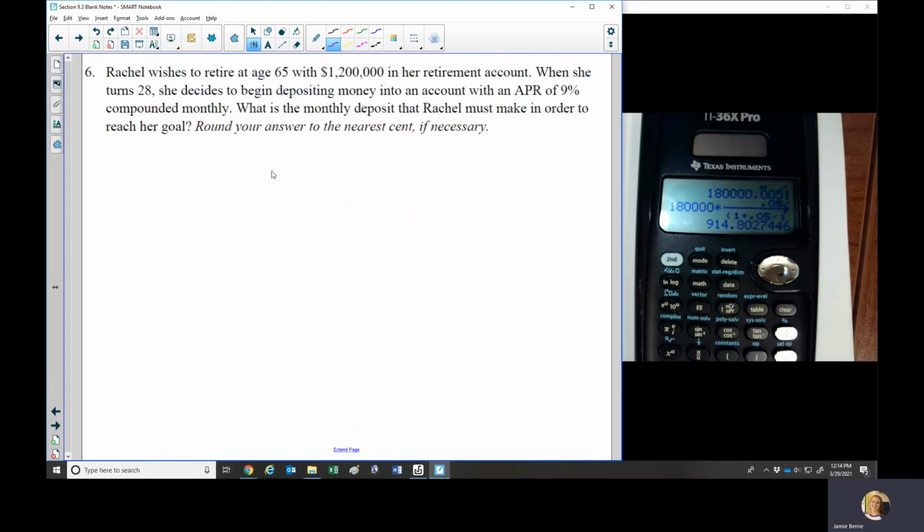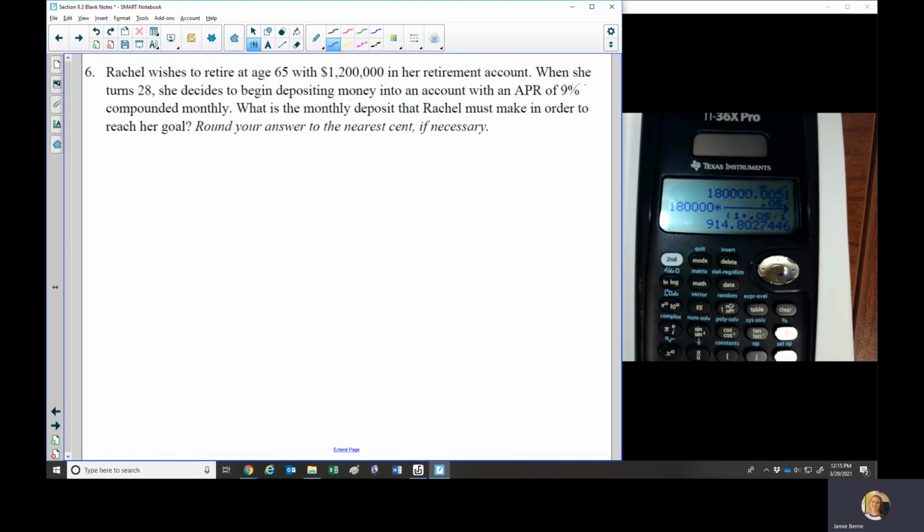All right, so Rachel wishes, sorry, there was more than one Rachel in these examples. Rachel wishes to retire at age 65 with $1,200,000 in her retirement account. When she turns 28, she decides to begin depositing money into an account with an APR of 9% compounded monthly. What is the monthly deposit that Rachel must make in order to reach her goal?